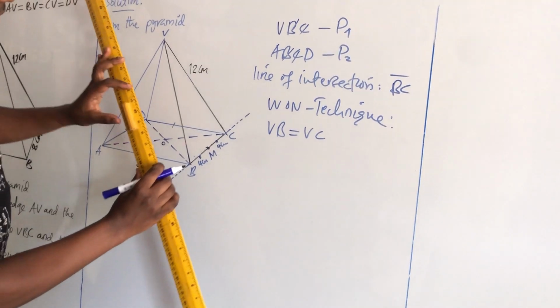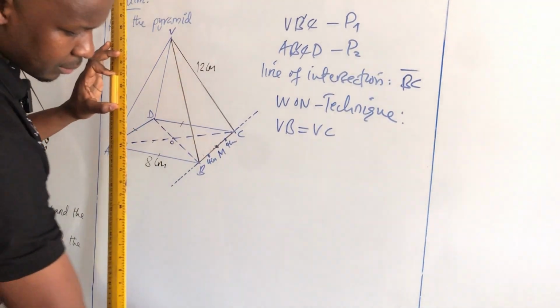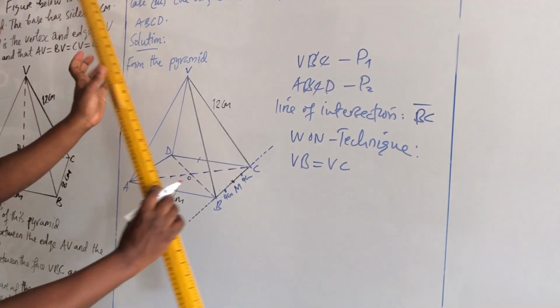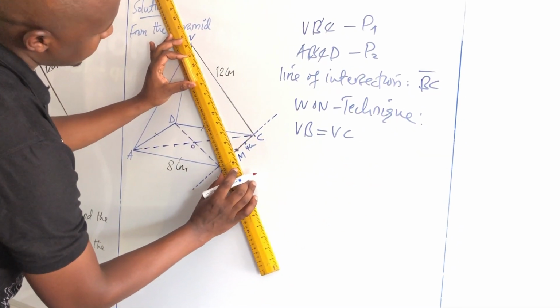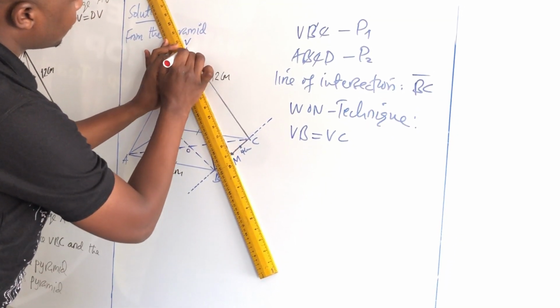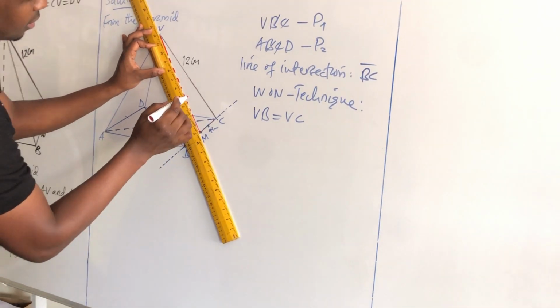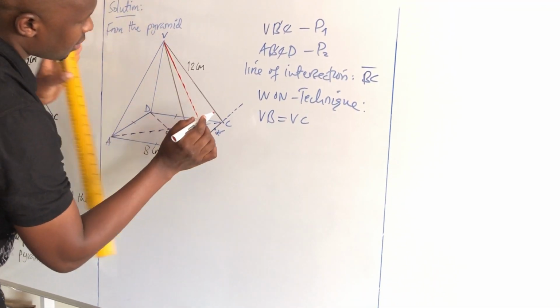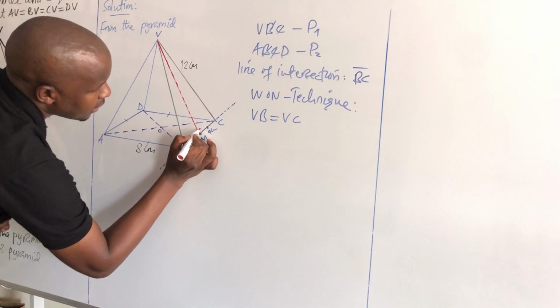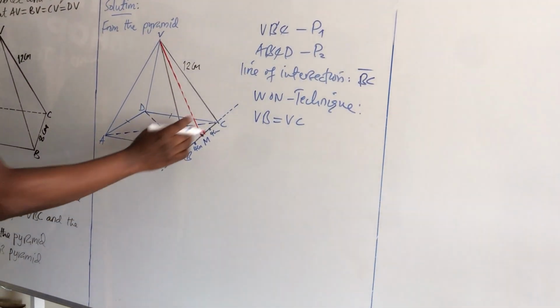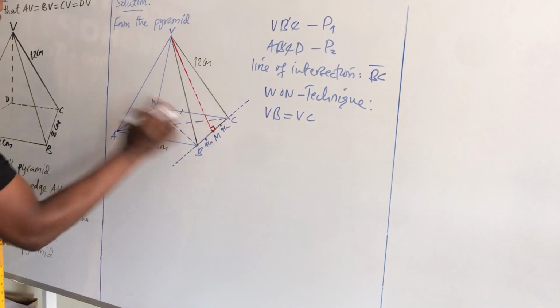So now we develop a line. Now we'll have a perpendicular line from V to the line of intersection at point M. So the line will be like this one. Now this will be our line and it is perpendicular, as you can see there. This is perpendicular to the line of intersection BC at M.